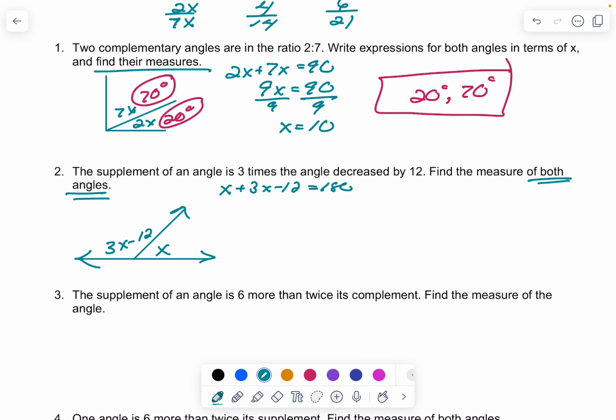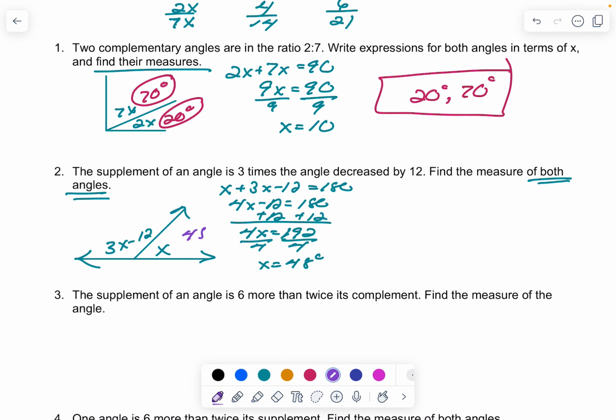Those two angles add up to be 180. Or in other words, 4x minus 12 equals 180, plus 12 plus 12. 4x equals 192, divided by 4, divided by 4, 48. X equals 48. And then we will plug back in.